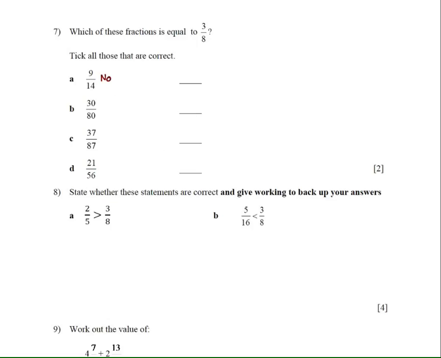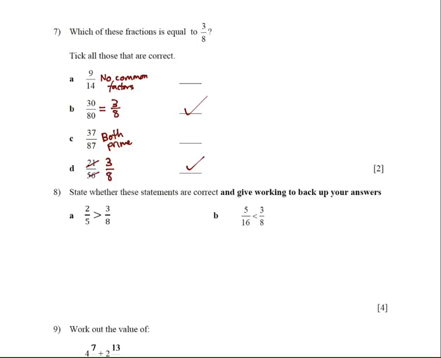Okay, next. So, tick all those that are correct. So, we are looking for fractions that are equal to 3/8. 9 and 14 have no common factors. 30 and 80, common factor of 10, divide through top and bottom by 10, you get 3 over 8, so that's the same. 37 and 87, well, they're both prime, so they have no common factors. 21 and 56 do have a common factor of 7. 7s into 21 go 3 times, 7s into 56 go 8 times, so this is also the same.